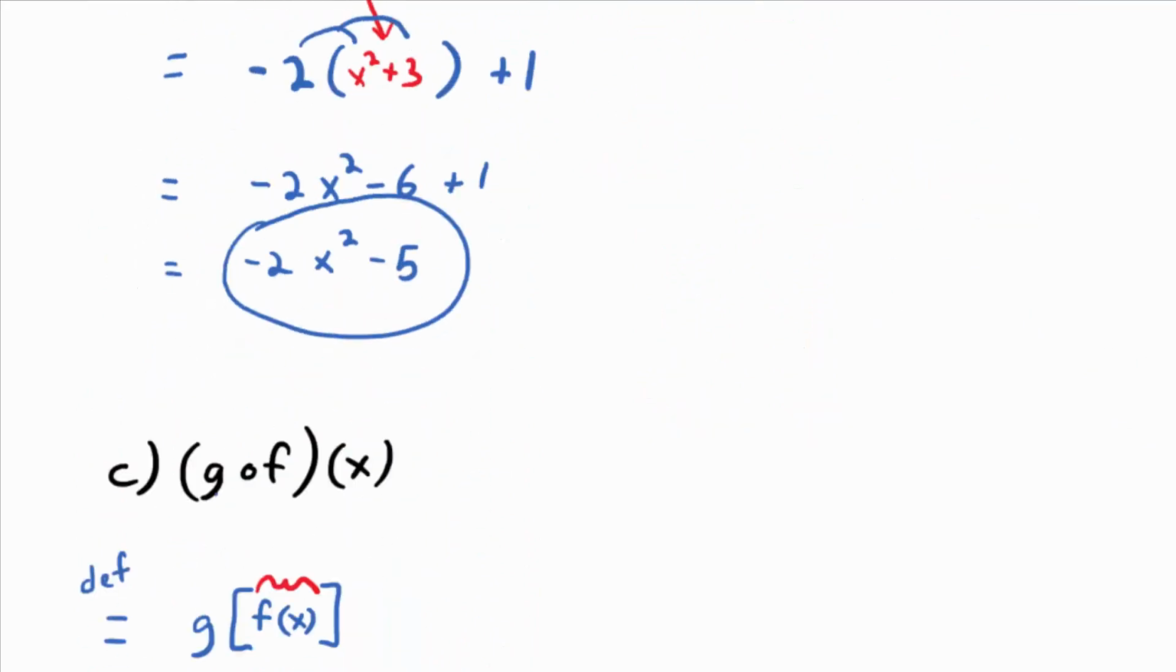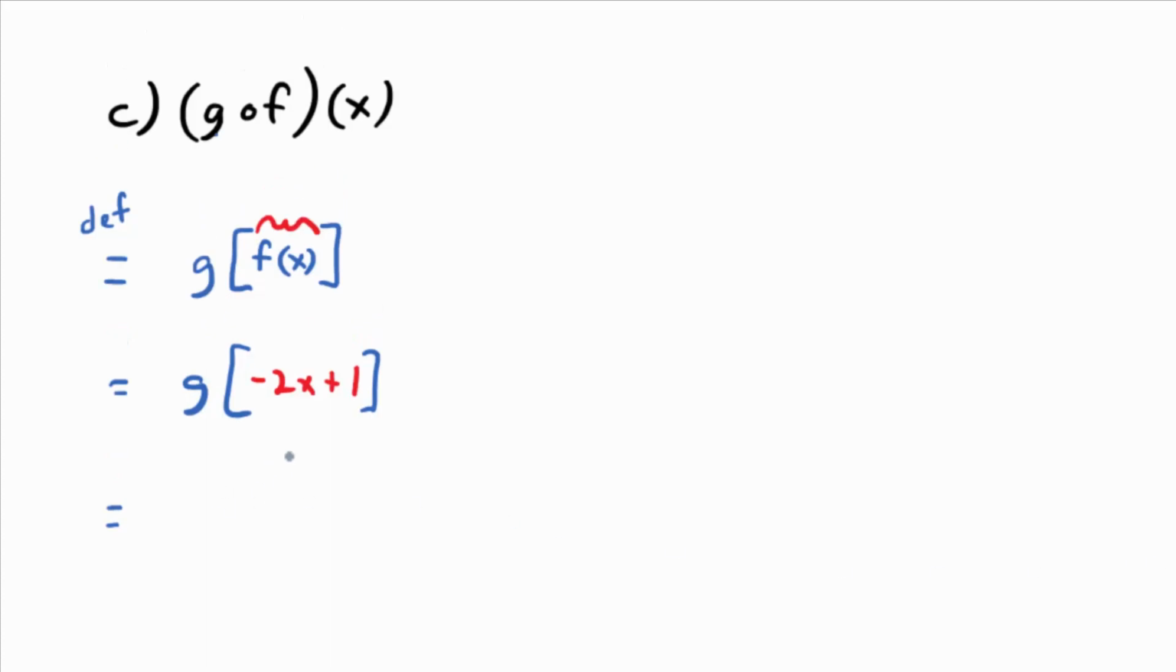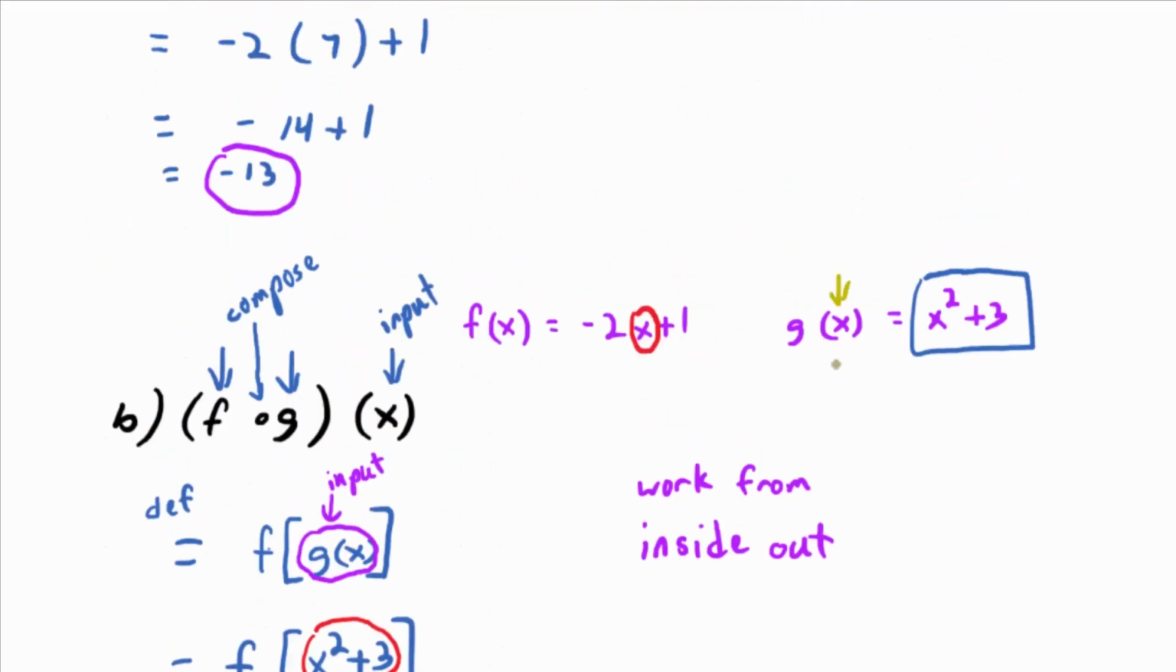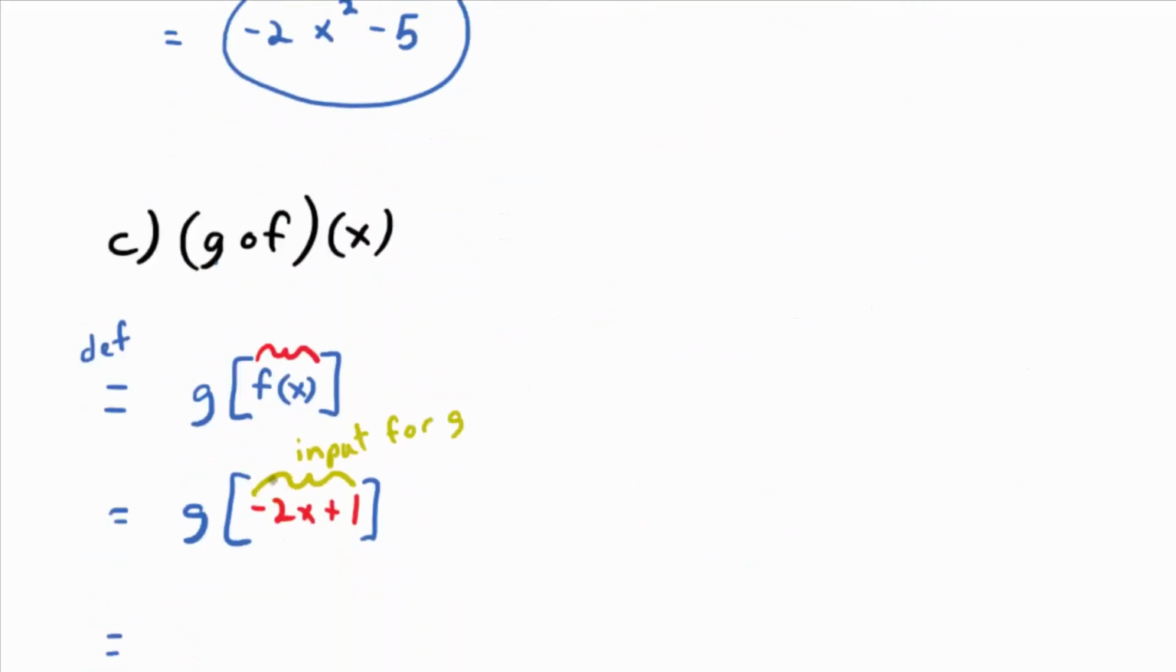In other words, this is just function notation, you guys. g of negative 2x plus 1, regular old function notation. And what it means is the input is now negative 2x plus 1. That's your input into the function g. Or let's write it this way: input for g, right? So you go back up to the formula for g. The input was x, right? But you're going to switch that to the negative 2x plus 1.